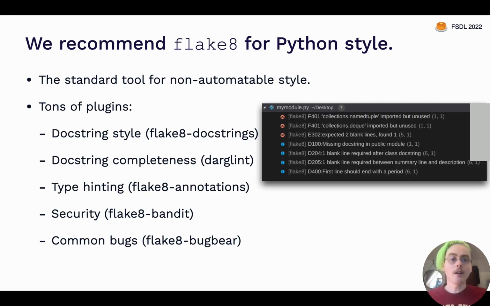For non-automatable aspects of style, the tool we recommend is Flake8. Non-automatable aspects of style are things like missing docstrings. We don't have good enough automation tools to reliably generate docstrings for code automatically. So these are going to require engineers to intervene in order to fix them. One of the best things about Flake8 is that it comes with tons of extensions and plugins. So you can check things like docstring style and completeness, like type hinting, and even for security issues and common bugs, all via Flake8 extensions.